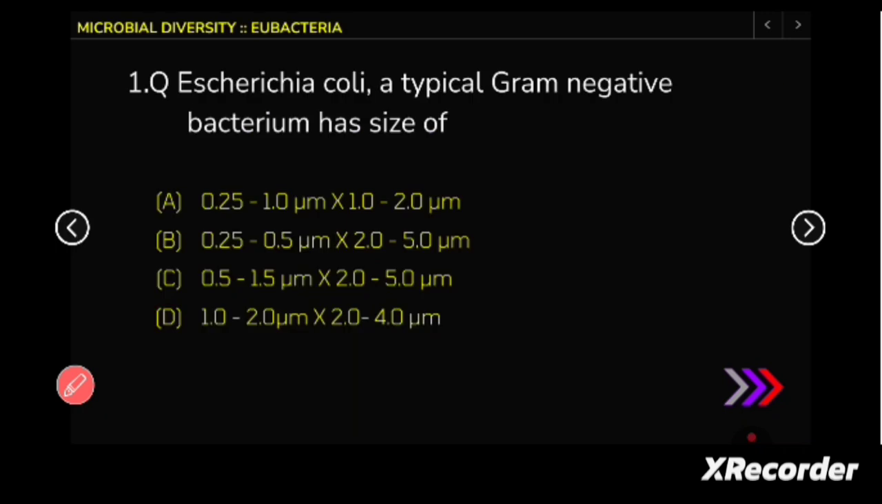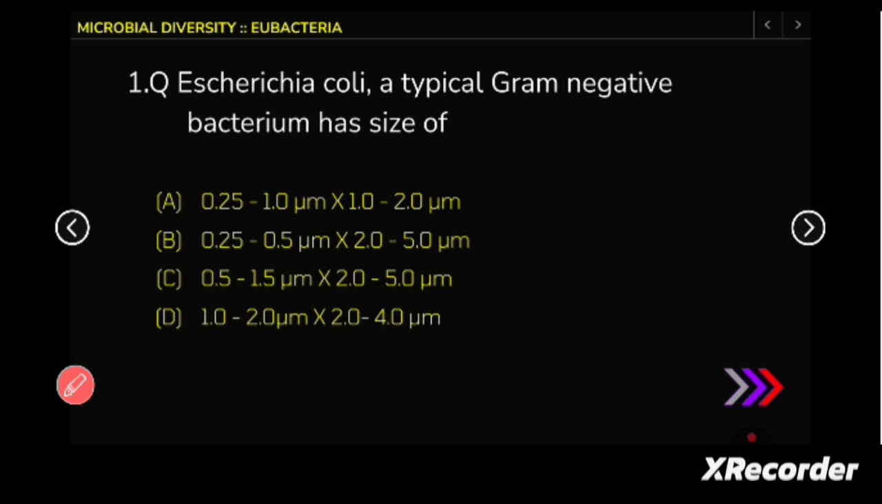Question number 1. Escherichia coli, a typical gram-negative bacterium, has size of A. 0.25 to 1 micrometer, 1 to 2 micrometer. B. 0.25 to 0.5 micrometer, 2 to 5 micrometer. C. 0.5 to 1.5 micrometer, 2 to 5 micrometer. D. 1 to 2 micrometer, 2 to 4 micrometer.